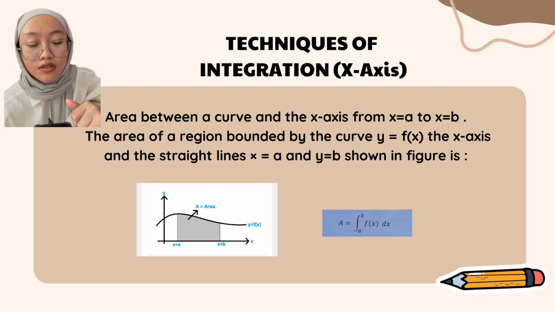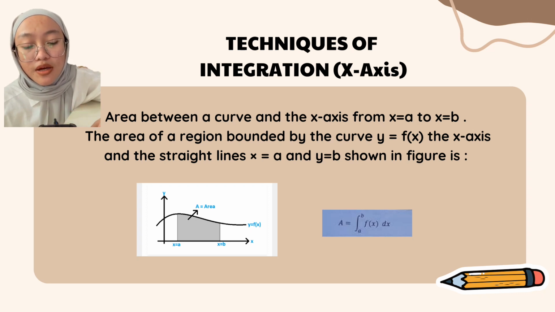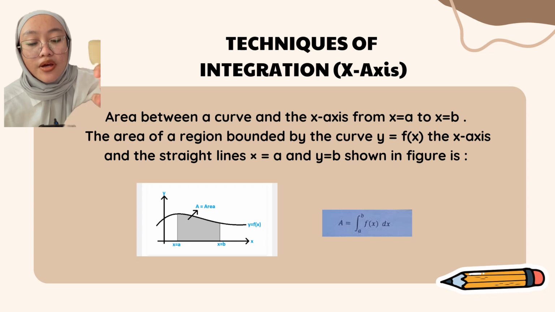Okay, now I'll explain about techniques of integration, x-axis, which is area between a curve and the x-axis from x equal to a to x equal to b. The area of a region bounded by the curve y equal to f(x), the x-axis and straight lines x equal to a and x equal to b is shown in figure. Dekat rajah tu dia ada bagi x equal to a dengan x equal to b tu adalah area dia yang kita nak cari. Lepas tu guna formula yang kat sebelah tu, f(x) kurungan dx. Jalan penyelesaian dia sama je dengan volume, cuma kalau area dia ada f(x) je, tapi kalau volume dia ada kuasa 2. Lepas tu kalau x-axis dia dx.